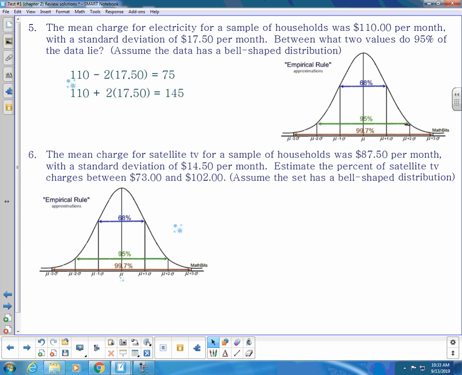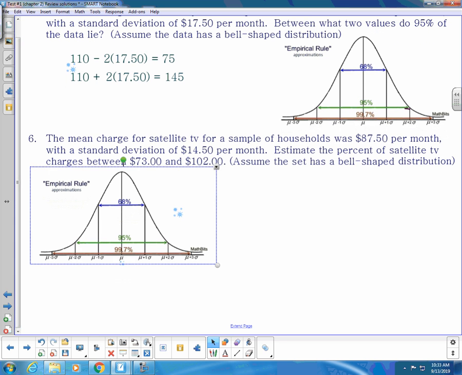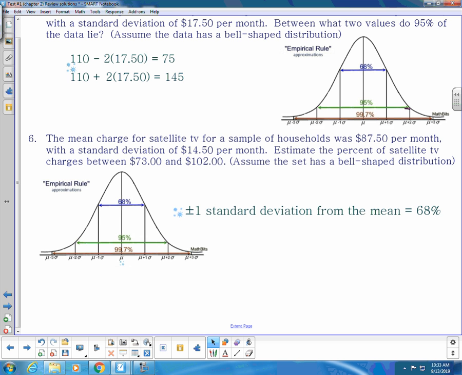Same idea here. They're giving you the range. They want to know how many standard deviations that is. So how many standard deviations from 87.5 when I'm subtracting 14.5? If I just subtracted 14.5, that puts me at the 73. So that's 1 standard deviation. Okay? This is the 87. If you add 1 standard deviation and subtract 1 standard deviation, you get those numbers they wanted, Bradley.